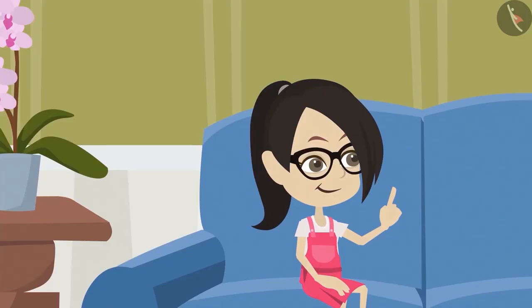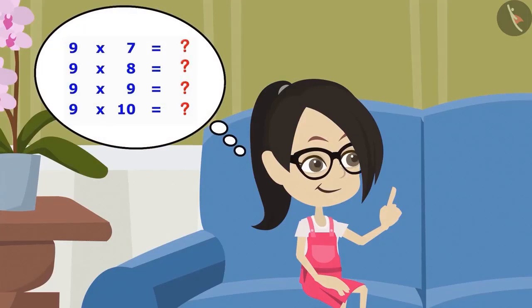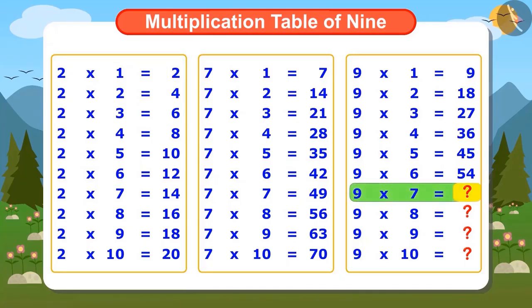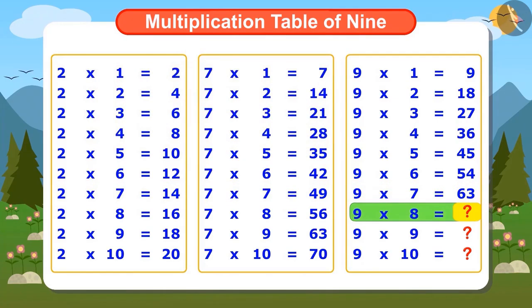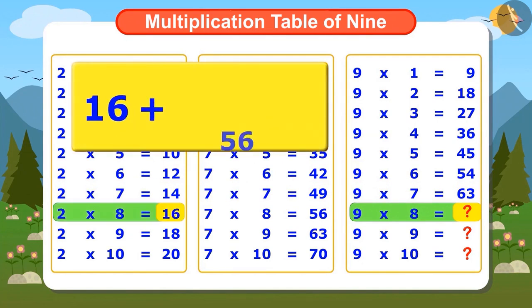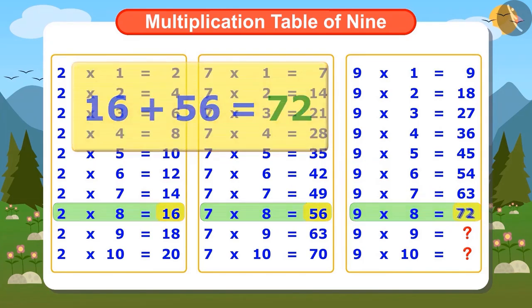Vandana wants to write the rest of the 4 numbers of the table of 9 in a similar way. Now to find out 7 times 9, let's add the 7th numbers of the tables of 2 and 7, 14 and 49. The answer is 63. If we add 16 and 56 to find 8 times 9, then the answer would be 72.